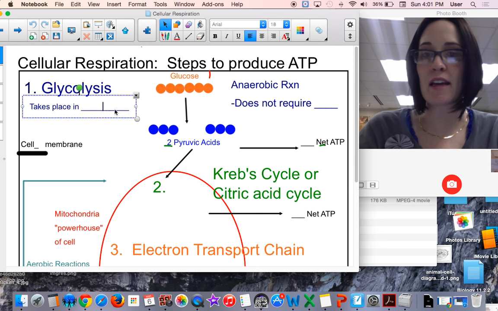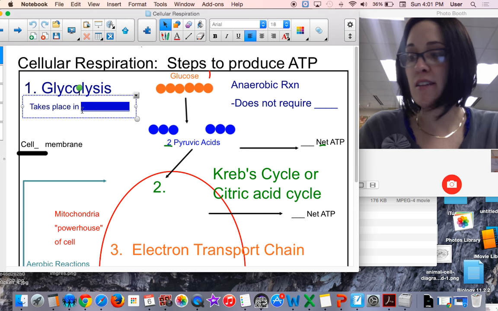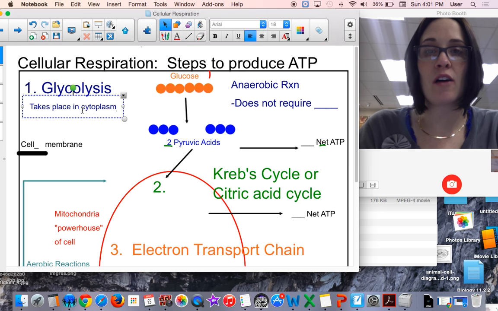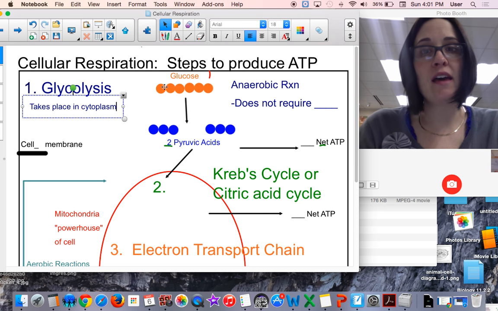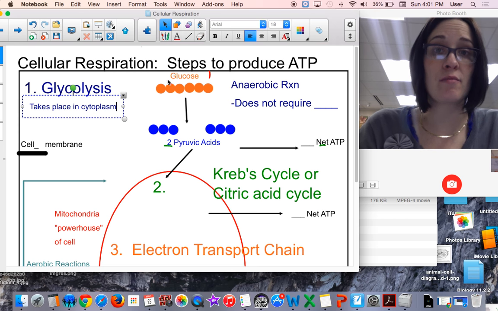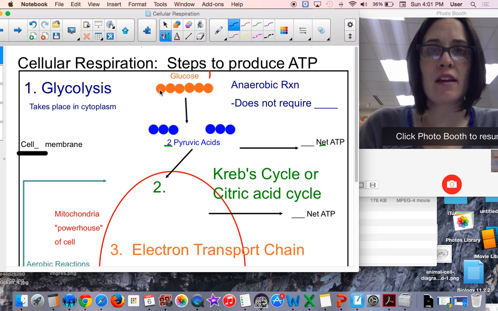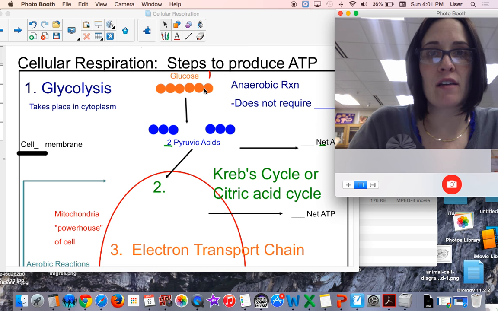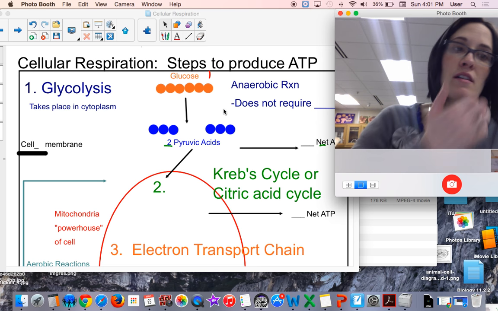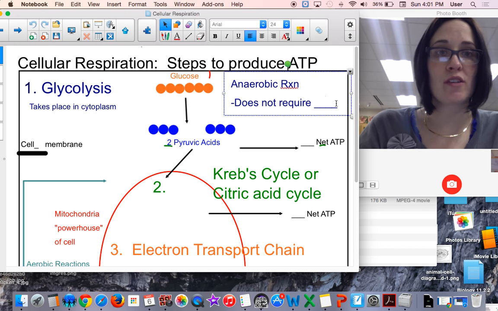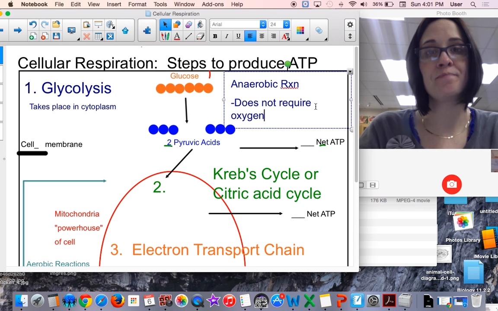The first reaction is called glycolysis, and it takes place in the cytoplasm of the cell. And what happens during glycolysis, here's a molecule of glucose. You can draw in little C's right here. Oop, I can't draw, but each one of those little orange dots represents 1 carbon. Okay, so 1, 2, 3, 4, 5, 6, because there's 6 carbons in 1 molecule of glucose. This reaction is anaerobic, so it does not require oxygen.